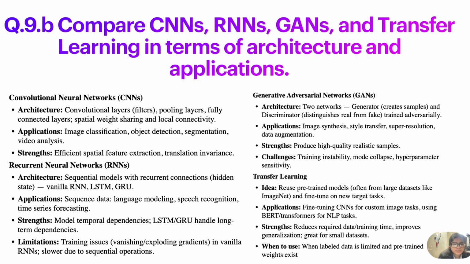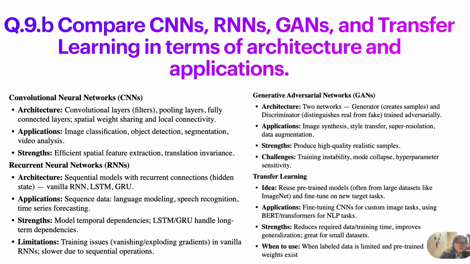and local connectivity. It is used in image classification, object detection, segmentation, and video analysis, everything where a certain sort of image or scenario has to be analyzed. We need to analyze all the objects there, and all sorts of image analysis. Its strength is that it is efficient. It has efficient spatial feature extraction and translation invariance.